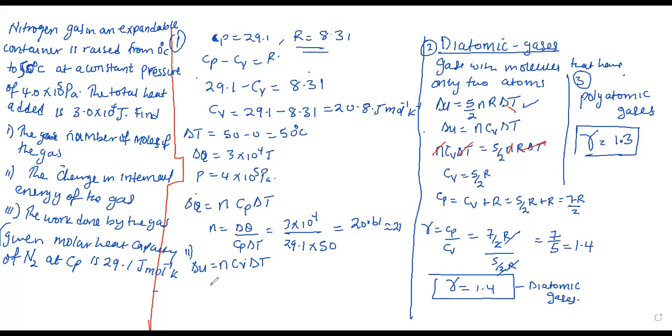21. Yeah. Then this one, internal energy, is going to be got from 20.61 times Cv, which is 20.8, times the change in temperature, which is 50. What answer do we get?